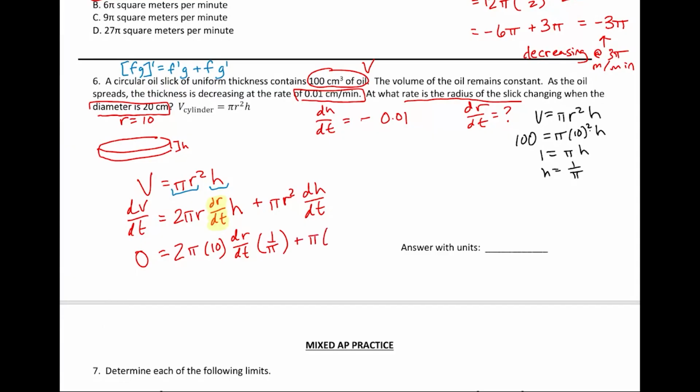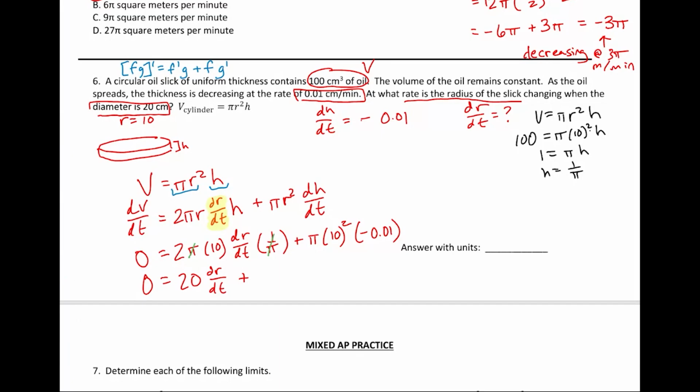Plus pi times the radius, which we already established was 10, squared, dh/dt is negative 1/100th. Okay, so let's see how much of this we can simplify. So we've got 0 equals, we've got pi times 1 over pi, so those will reduce to 1. Pi divided by pi is just 1. 2 times 10 is 20. So we've got 20 times the dr/dt that we want, plus we've got 100 times negative 1/100th.